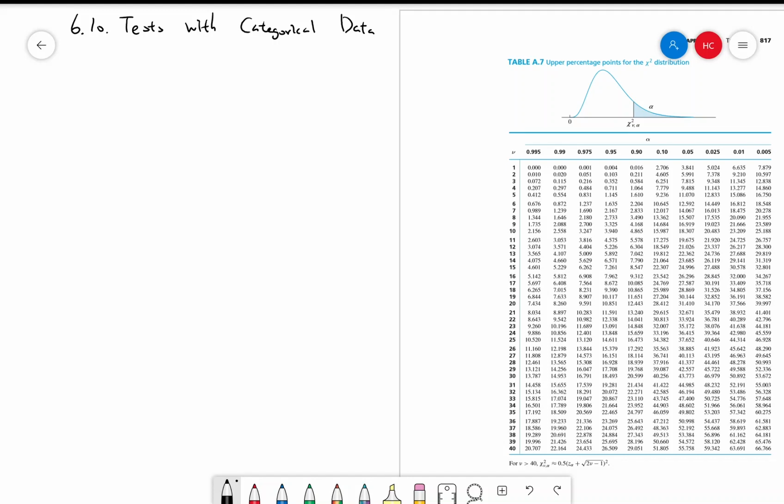Alright, so this is section 6.10, which is on tests with categorical data. In other books, this is also called the chi-square test. There are two kinds of chi-square tests. In this video, we're going to discuss what's called the goodness of fit test.